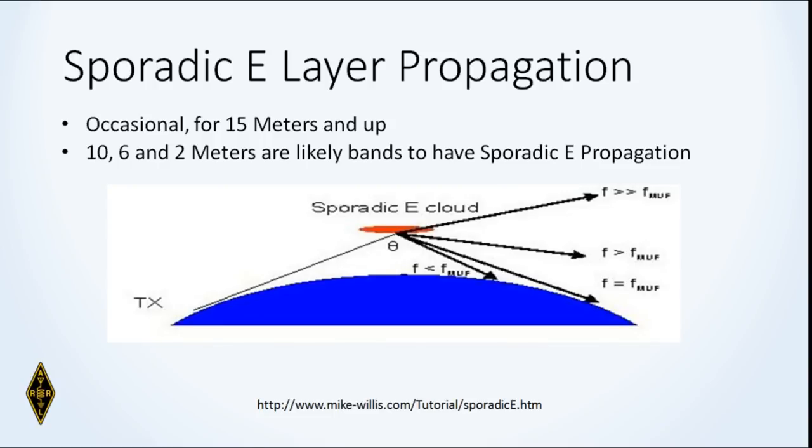So sporadic E coming from this cloud in the E layer can actually refract signals back down, and you can make some really nice contacts, even on VHF. On 6 meters, I've made contacts from Greenville to California using sporadic E.